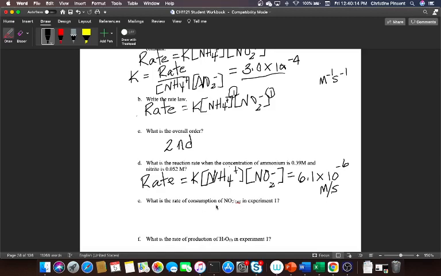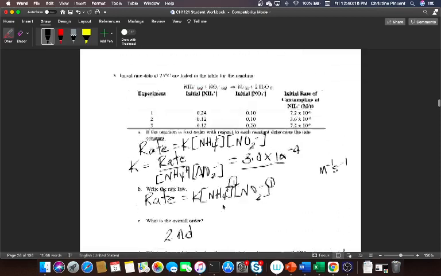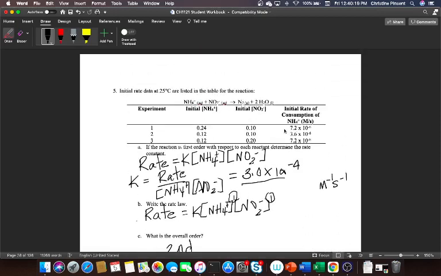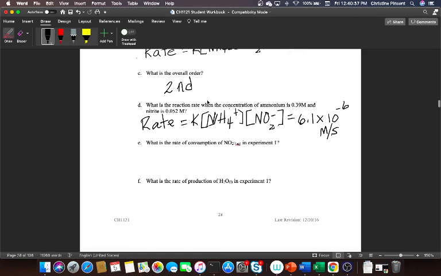The rate of consumption of NO2 in experiment 1, I'm going to come back up here to my reaction data. There's my experimental rate from experiment 1, 7.2 times 10 to the minus 6. I'm looking at the mole ratio now. 1 ammonium reacts with 1 nitrite. It's 1 and 1. So if I know the rate of ammonium, the rate of nitrite is going to be exactly the same. It is a 1-to-1 reaction. So 7.2 times 10 to the minus 6 moles per liter per second.